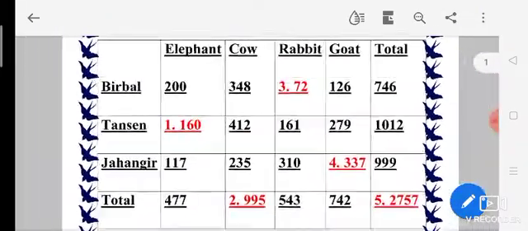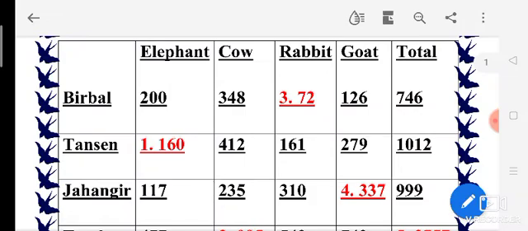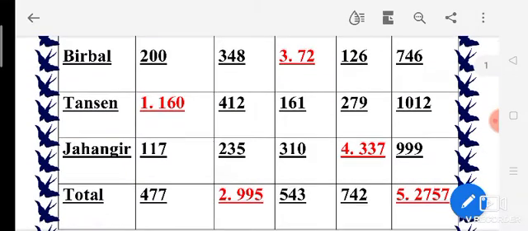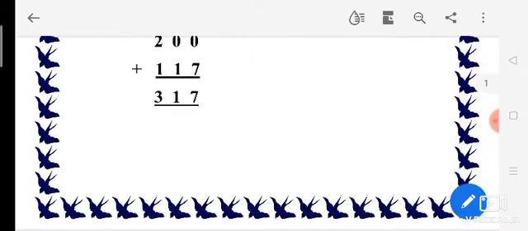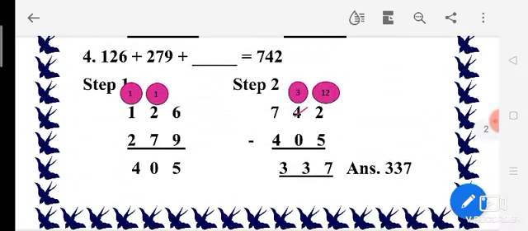Okay, next one, see next one, fourth one. It's for goat. Birbal is having 126, Tansen is having 279, and the total given is 742. So this you have to find out, Jahangir's one. So how? Same way, students. Firstly do these two additions. What answer will come, that you will subtract from the total.